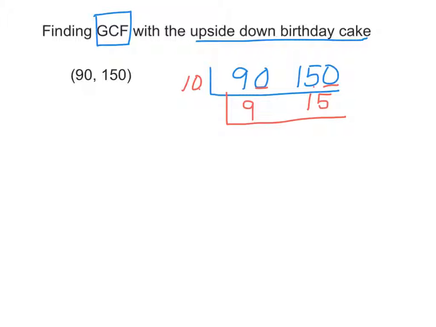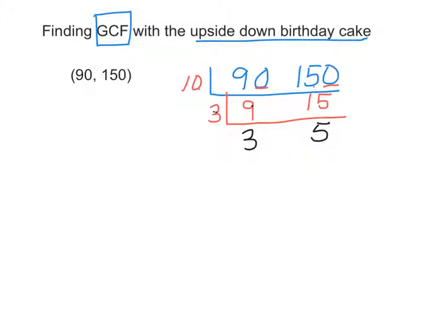And 9 and 15, if we check, 2 doesn't work, but 3 works because 3 goes into 9. When we add 1 and 5, we get 6, and 3 works for that as well. So we're going to put 3 on the outside of our layer. Again, we're going to divide. 9 divided by 3 goes in there 3 times. 15 divided by 3 goes in 5 times. And since these are both prime numbers and they don't go into each other, that's the bottom of our layer cake.